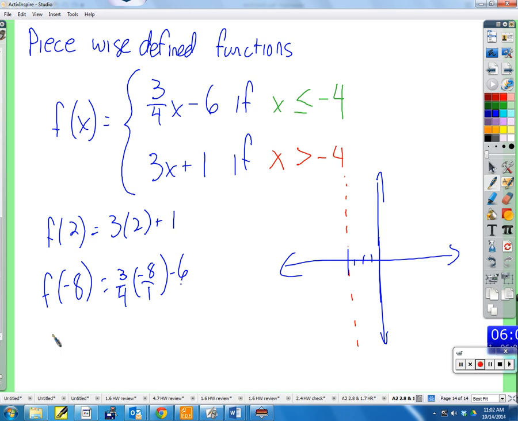What about f of negative 4? The top one, because that's the part that has the equals to. So when I get to negative 4, that's still your guy. 3 fourths times negative 4 over 1, minus 6. And that's negative 12. The top function. And 3 times 2 at the bottom.